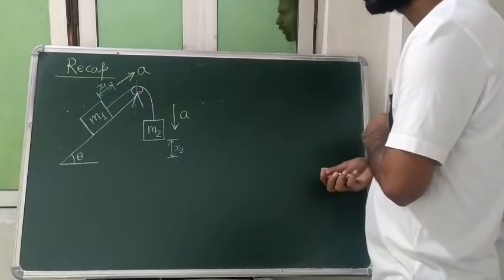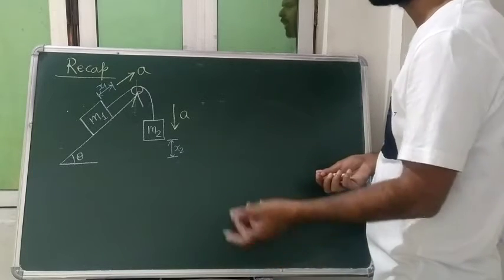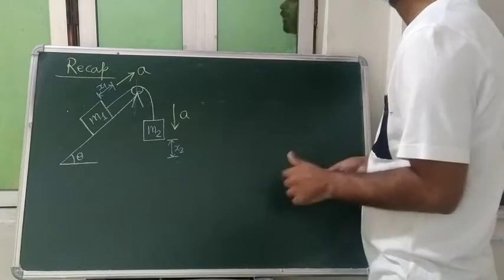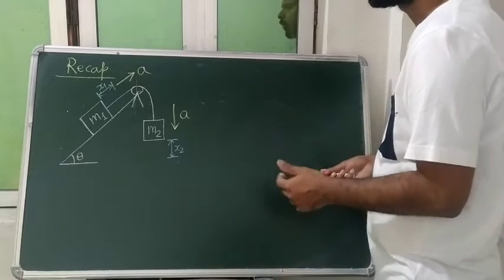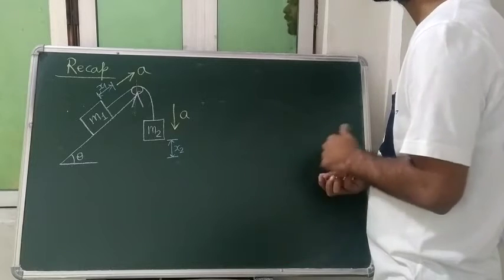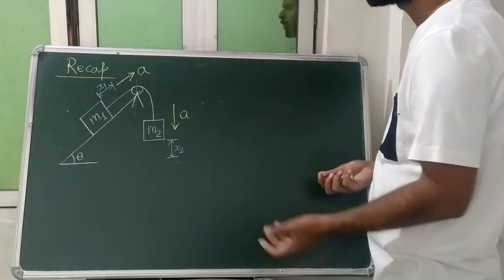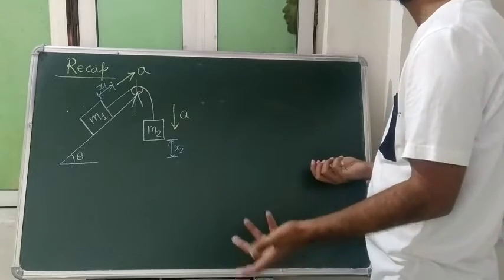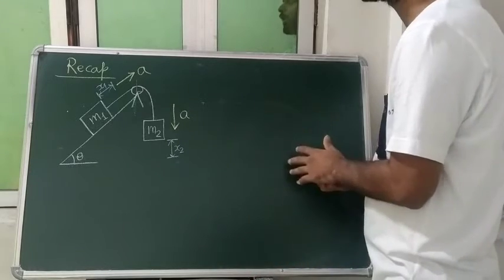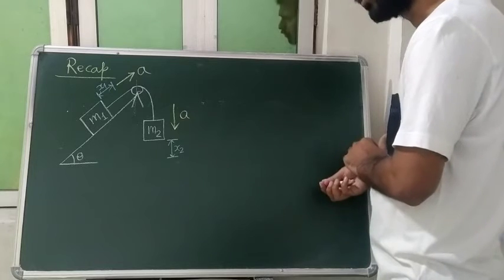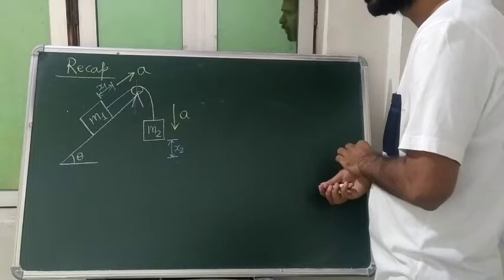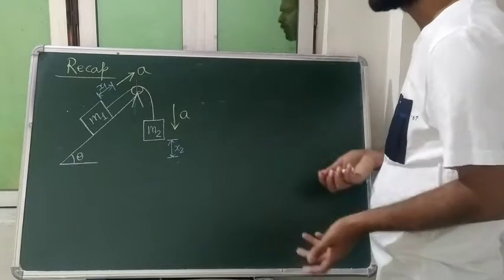x1 plus x2. So when we differentiate l equals x1 plus x2 with respect to time, dl upon dt will be equal to dx1 upon dt plus dx2 upon dt. Of course, the length of the string is constant, so the differentiation of a constant becomes 0, and there we will get v1 plus v2 is equal to 0. So v1 will be equal to minus v2.